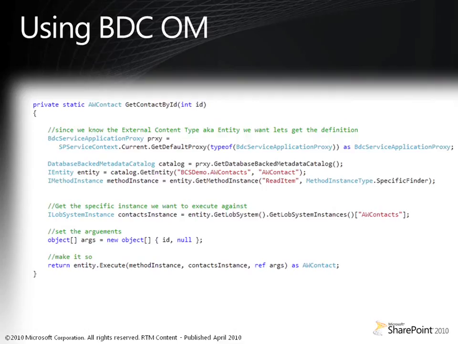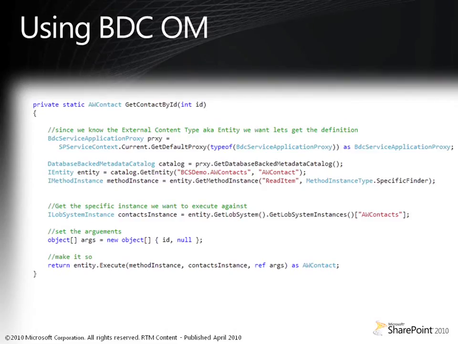At this point, we need to get the method instance we wish to execute. We do this by asking for it by name and passing the type of method instance. In this case, we're looking for a specific item, so we need the specific finder method. We now get a reference to our line of business system instance, which we will use to pass to our execute call into the entity.